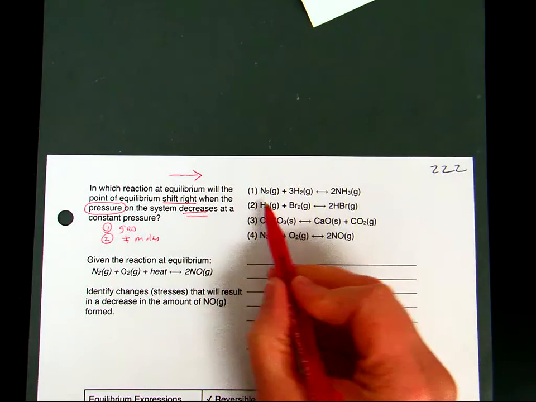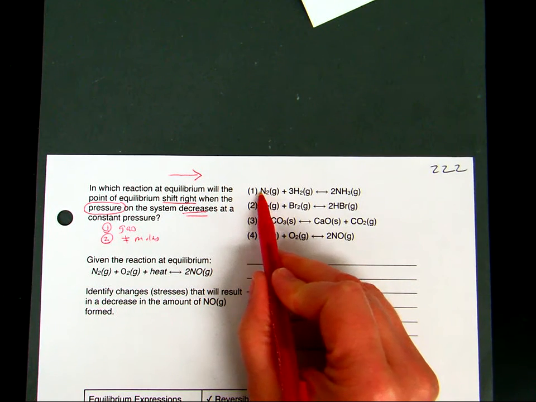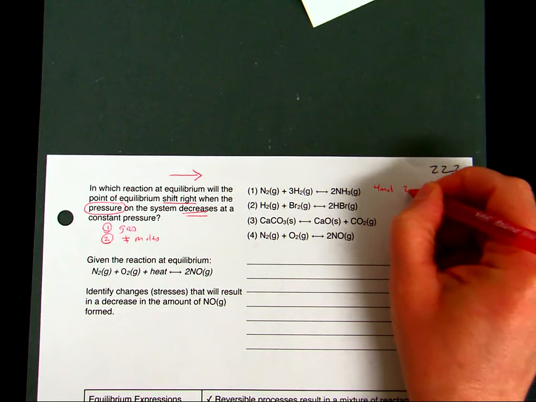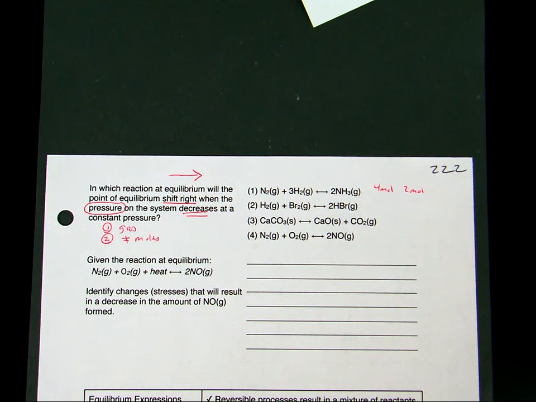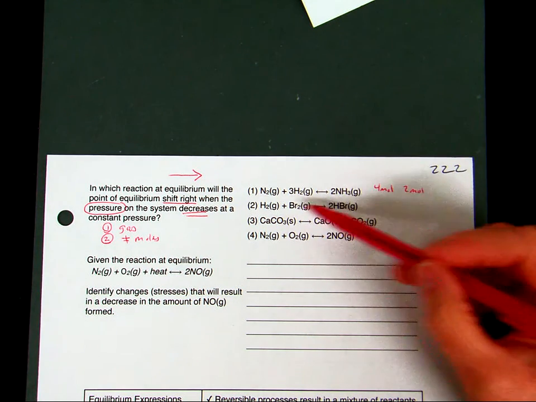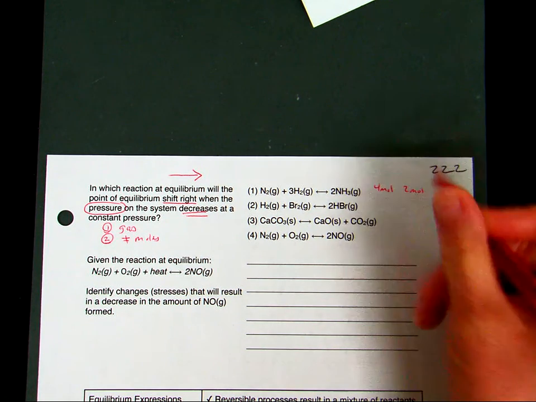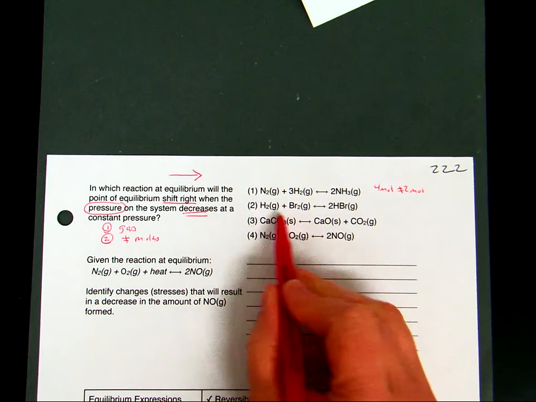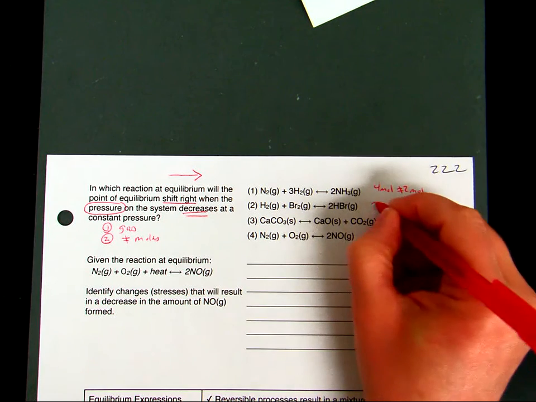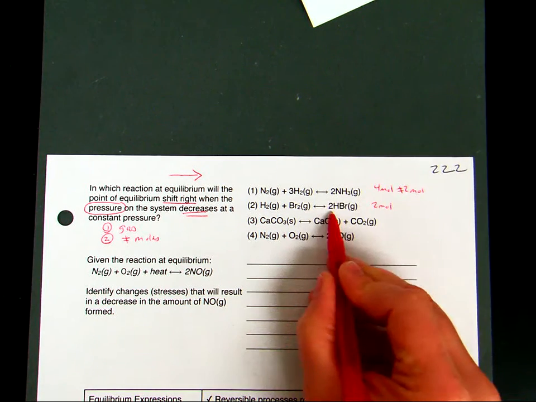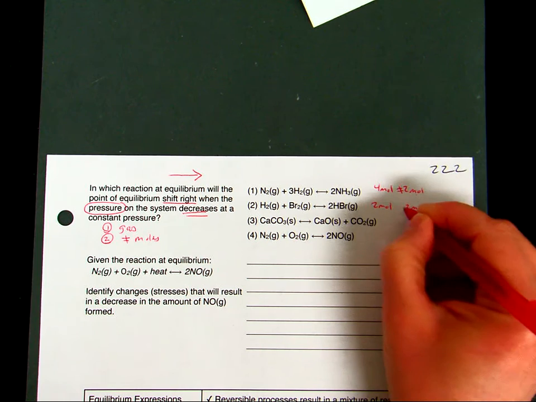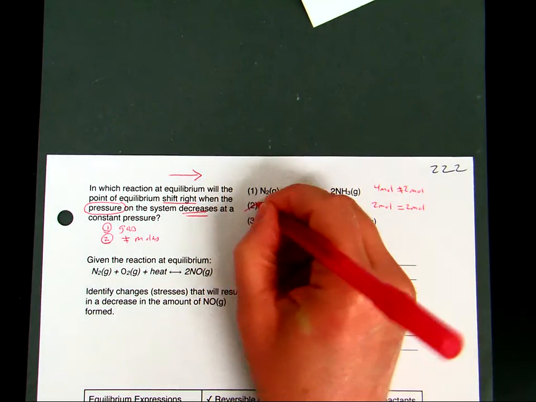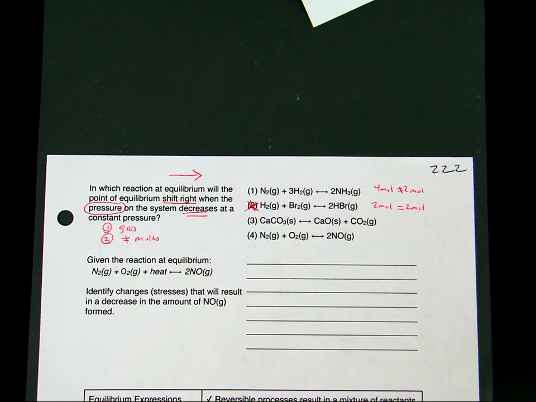When I look at response 1, I have 4 moles compared to 2 moles. So response 1 could be an answer because it has gas and unequal moles, so that checks out. Response 2, when I look at the reactant side, I see 2 moles, and on the product side I see 2 moles, equal. So response 2 we can eliminate.